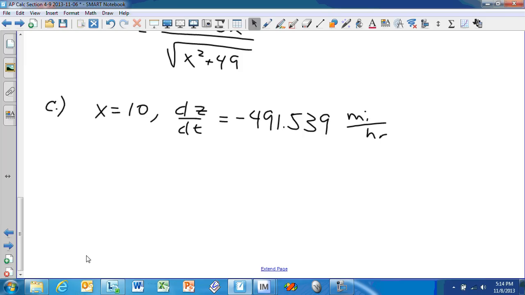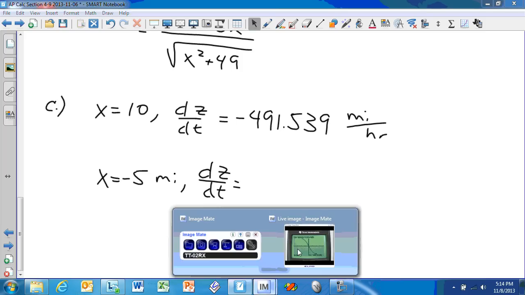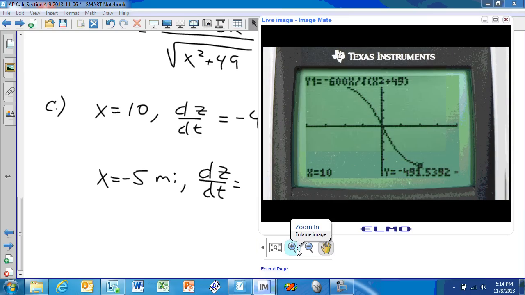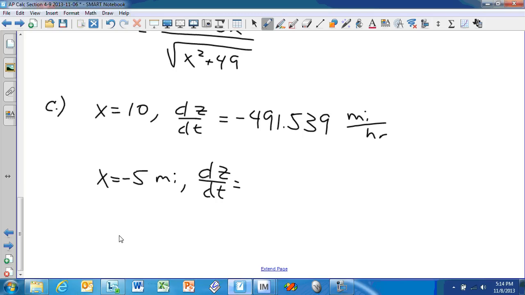And they also asked in this problem to evaluate dz dt when x is equal to negative 5 miles. And it says that is when the plane is 5 miles beyond the observer. So when x is equal to negative 5 miles, we end up with dz dt is equal to, let's go ahead and punch that into our calculator. We'll just trace it to that point again. So we get 348.743. That's in miles per hour.